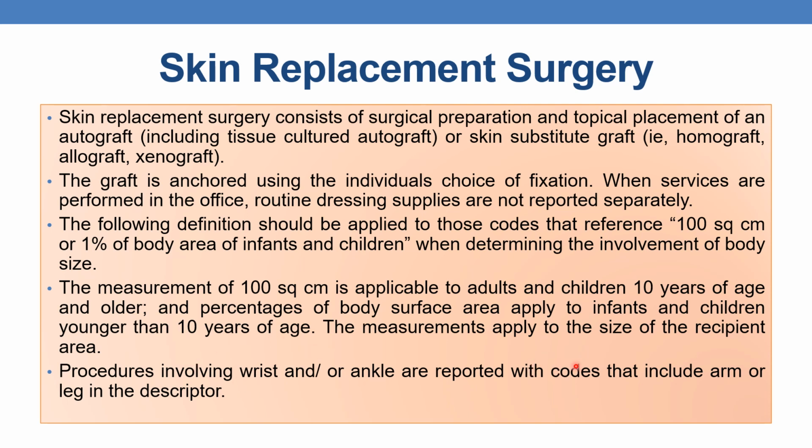The measurements apply to the size of the recipient area. That is, the grafts must be measured either in square centimeters or percent of body area. 100 square centimeters is applicable for adults and children of 10 years or older, whereas percentages of body surface area are applicable to infants and children younger than 10 years of age. The procedures involving wrist and/or ankle are reported with codes that include arm and leg in the descriptor.